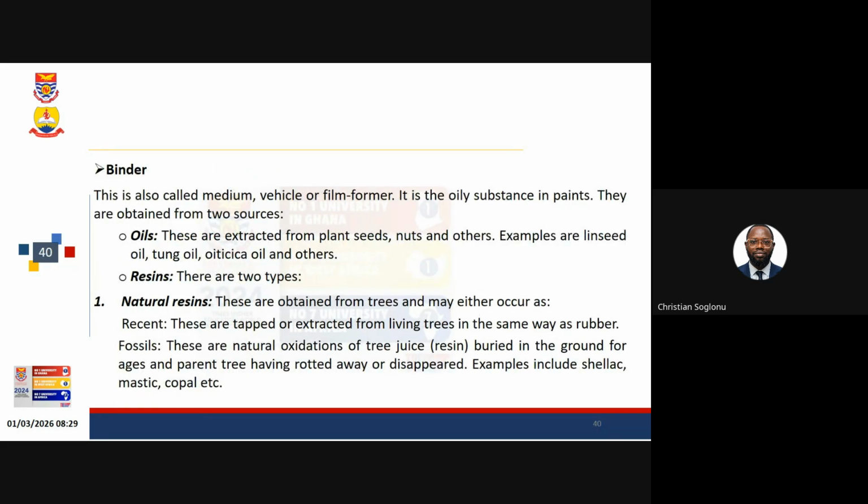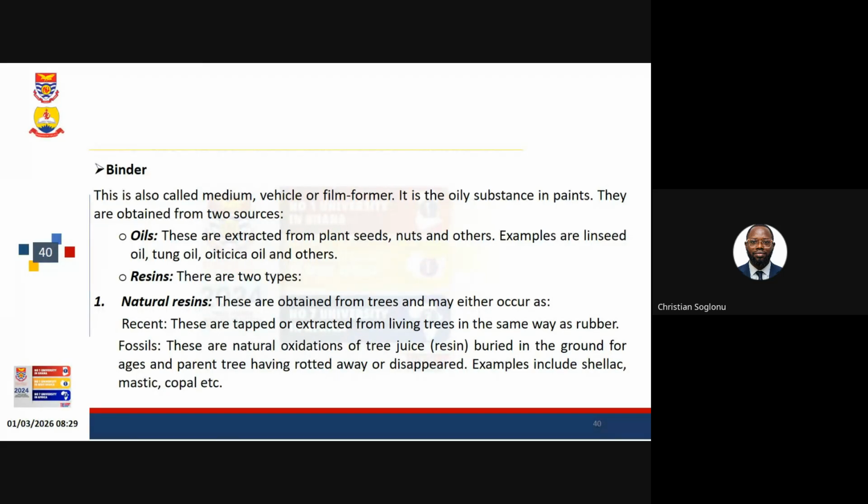So binder, this is also called medium, vehicle, or film former. It is an oily substance in paint. They are obtained from two sources. So with binder, we are saying they are called medium, either vehicle or probably film former.